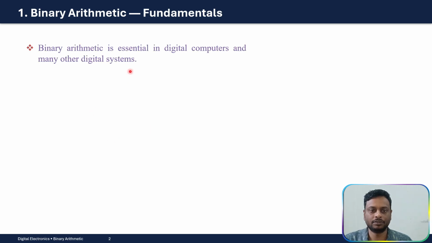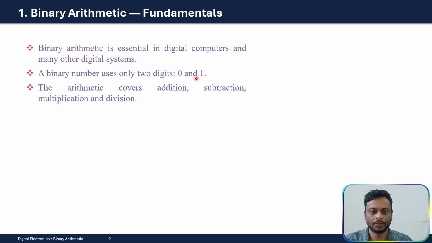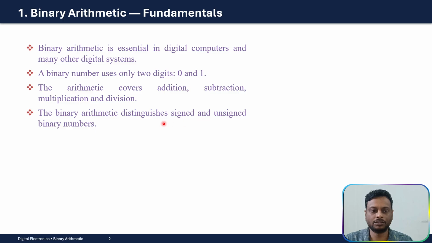Binary arithmetic is an important operation in digital computers and many digital systems. A binary number uses only two digits, 0 and 1, which is why the base of the binary number is 2. The arithmetic operations we will study are addition, subtraction, multiplication and division. This arithmetic distinguishes signed and unsigned binary numbers.